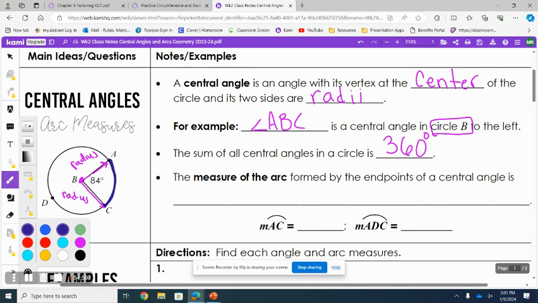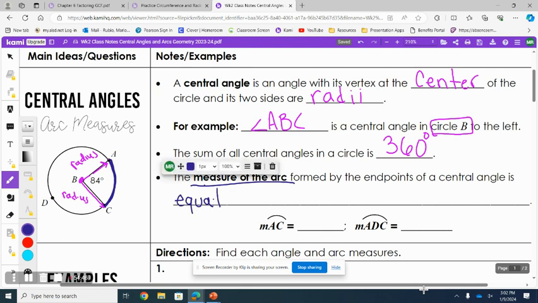The measure of the arc, so the measure of this little piece, is equal to the degree of the angle.